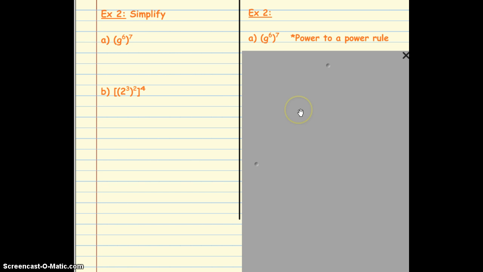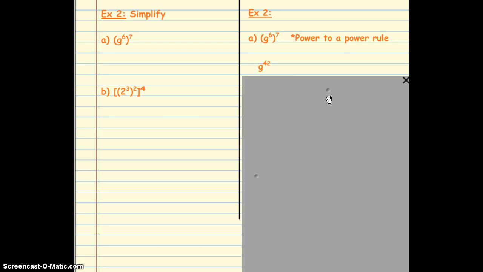All right, moving on to our next one, power of a power rule. First example says if we have g to the 6th to the 7th power. And our power to a power rule says we can multiply these two exponents when it's a power to a power. So 6 times 7 is 42, so we get g to the 42nd power.